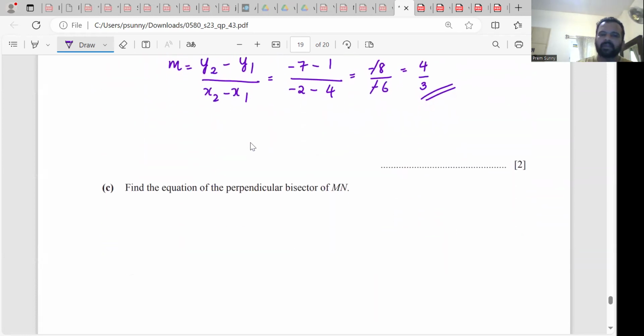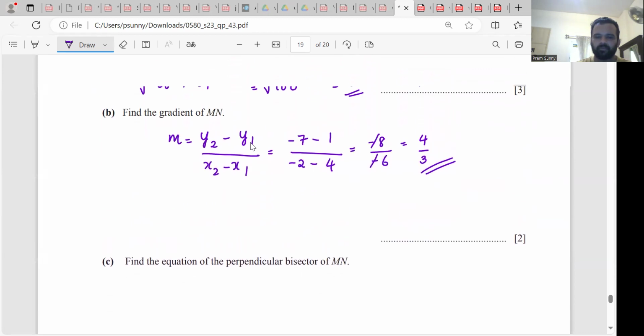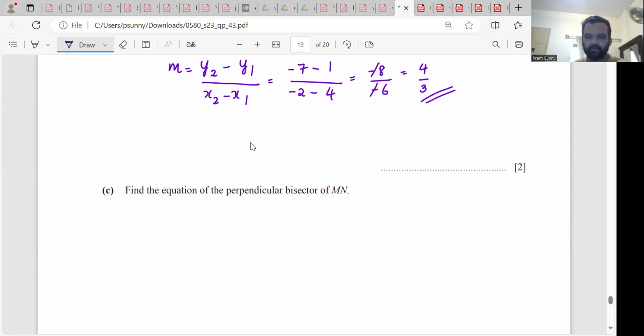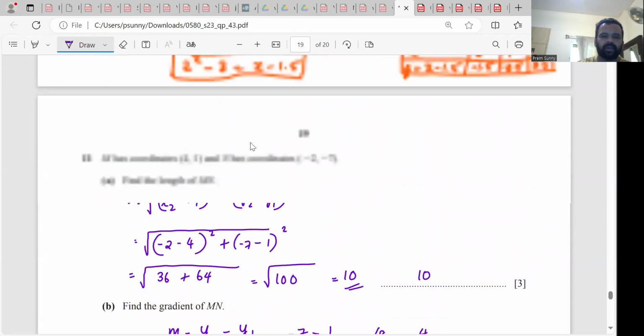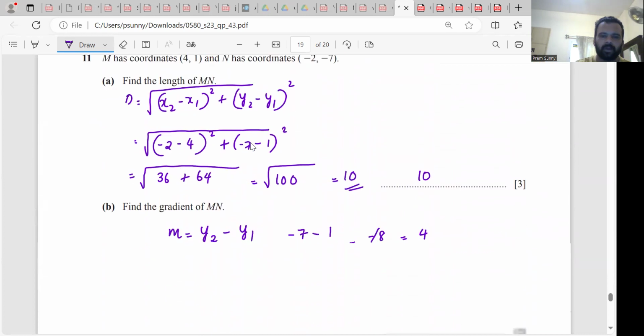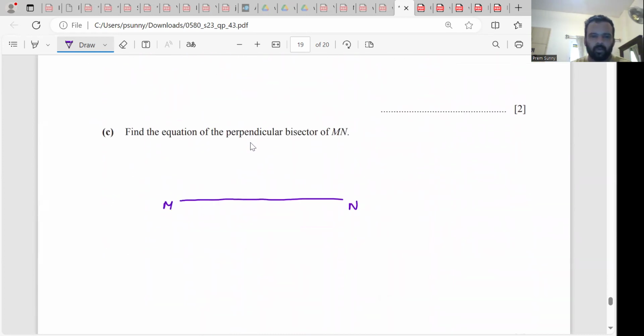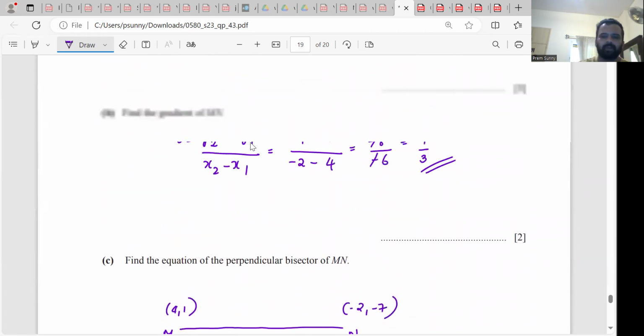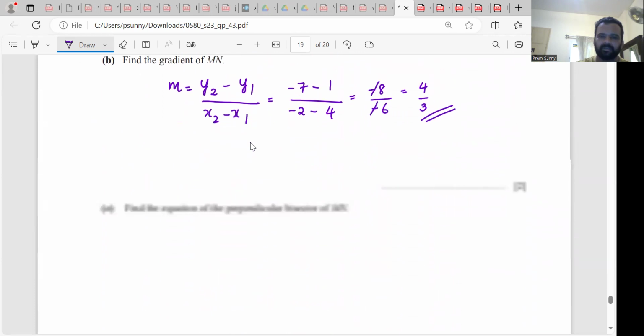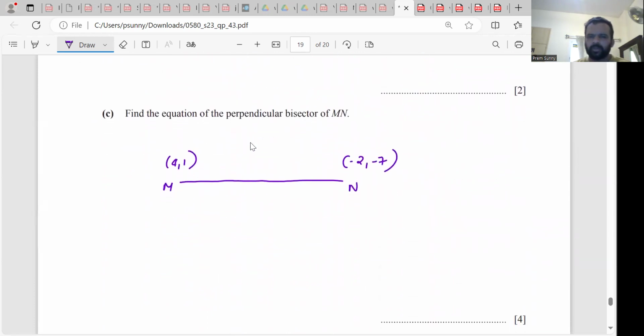Now find the equation of the perpendicular bisector of MN. Perpendicular bisector of MN means, let's draw this line MN. Now the point M was given as 4, 1, and N was given as minus 2, minus 7. Now, you need to understand what perpendicular bisector means.